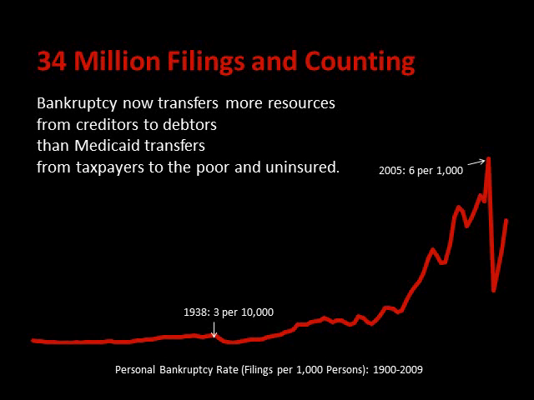Because most people who file for bankruptcy receive a discharge of their unsecured debts, bankruptcy now has the potential to transfer more resources from creditors to debtors than Medicaid transfers from taxpayers to the poor and uninsured. And this figure leaves out the thousands of businesses that file every year.